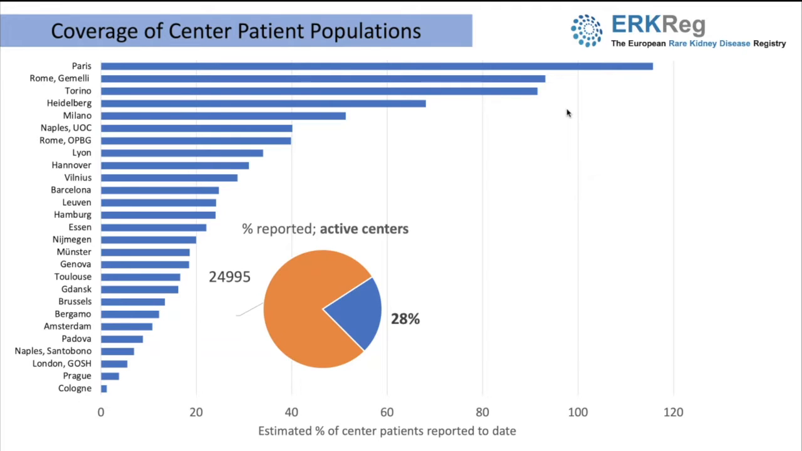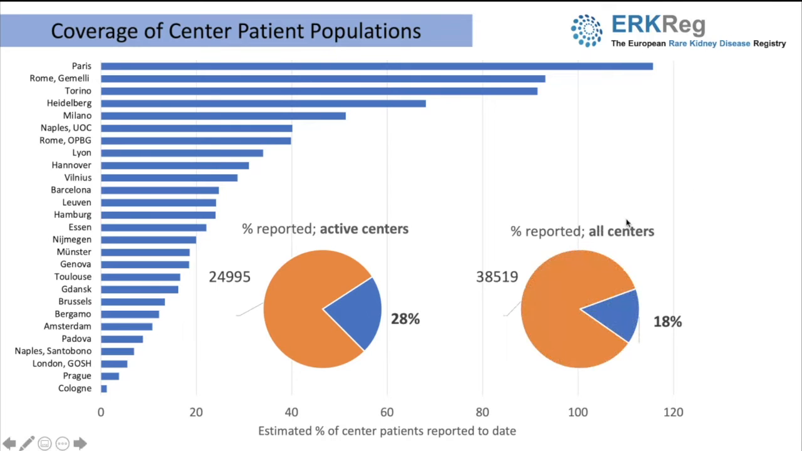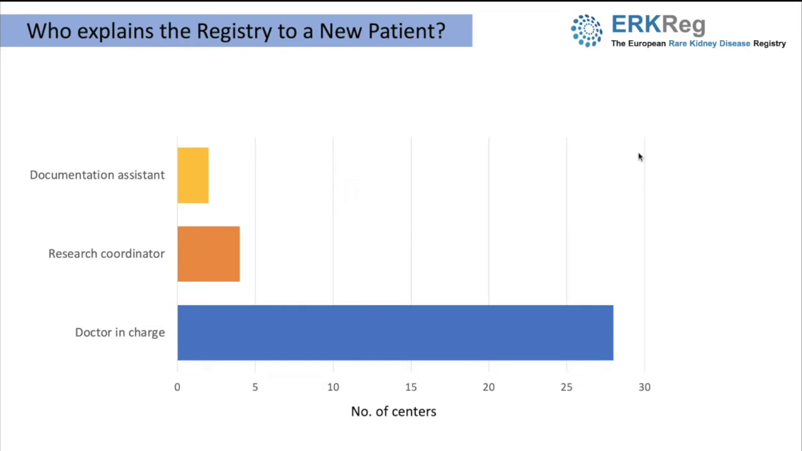And there's one center, again, Paris, which has already exceeded 100% because they have also enrolled new patients that came in 2020 for the first time. So they have even exceeded the total number of patients that they originally provided to the ERN application process. So 28% of all active centers, but not all centers are active. So if we relate the number to all centers, it's 18%. So there's still a lot of room for growth of this registry.